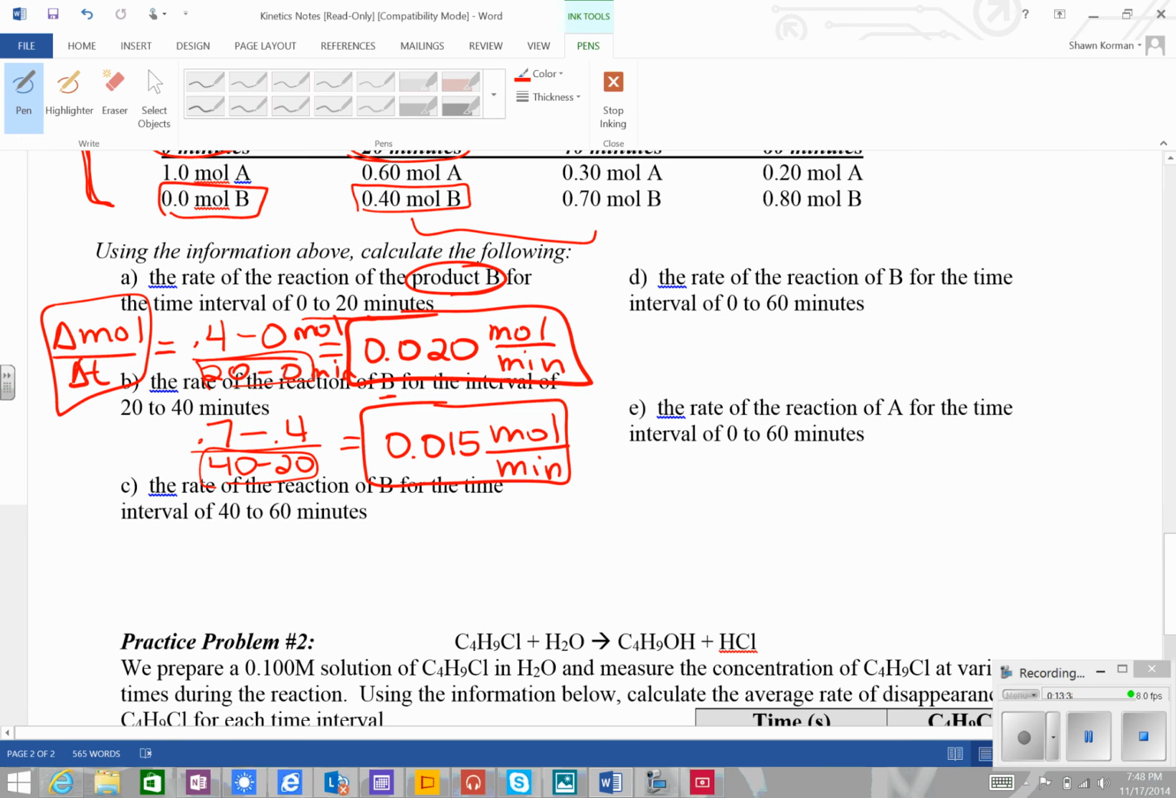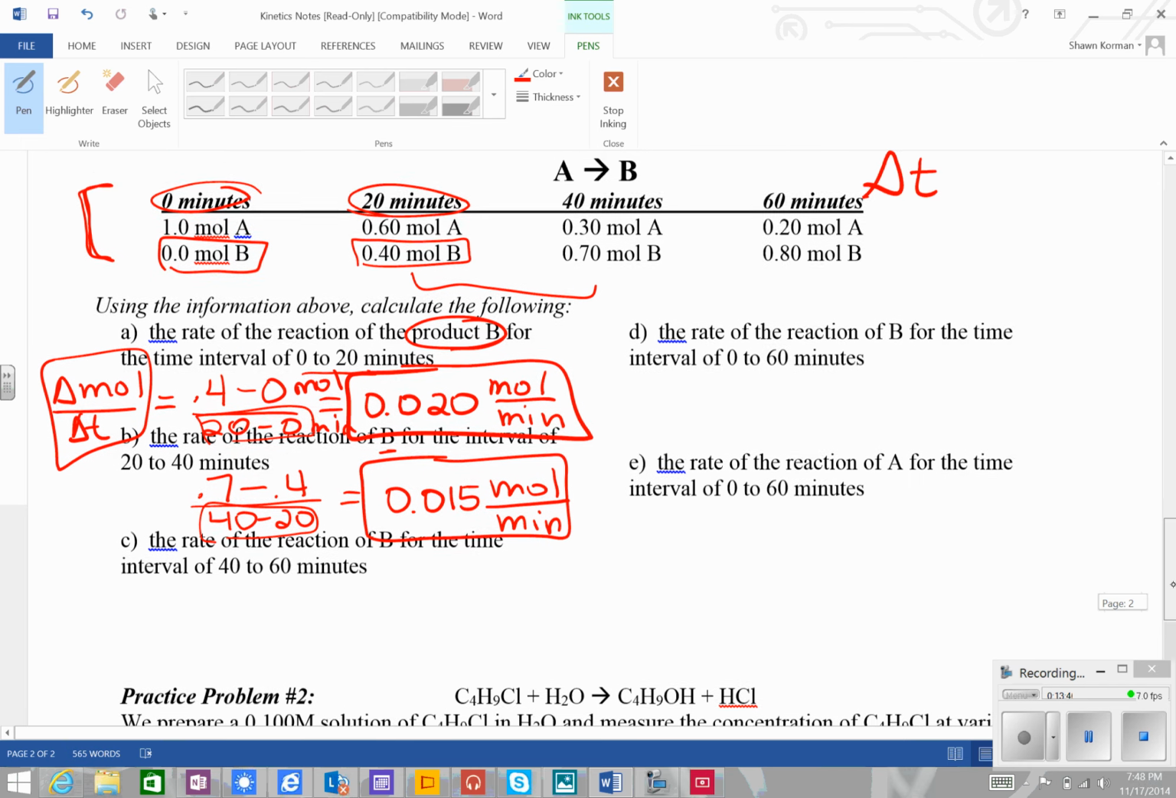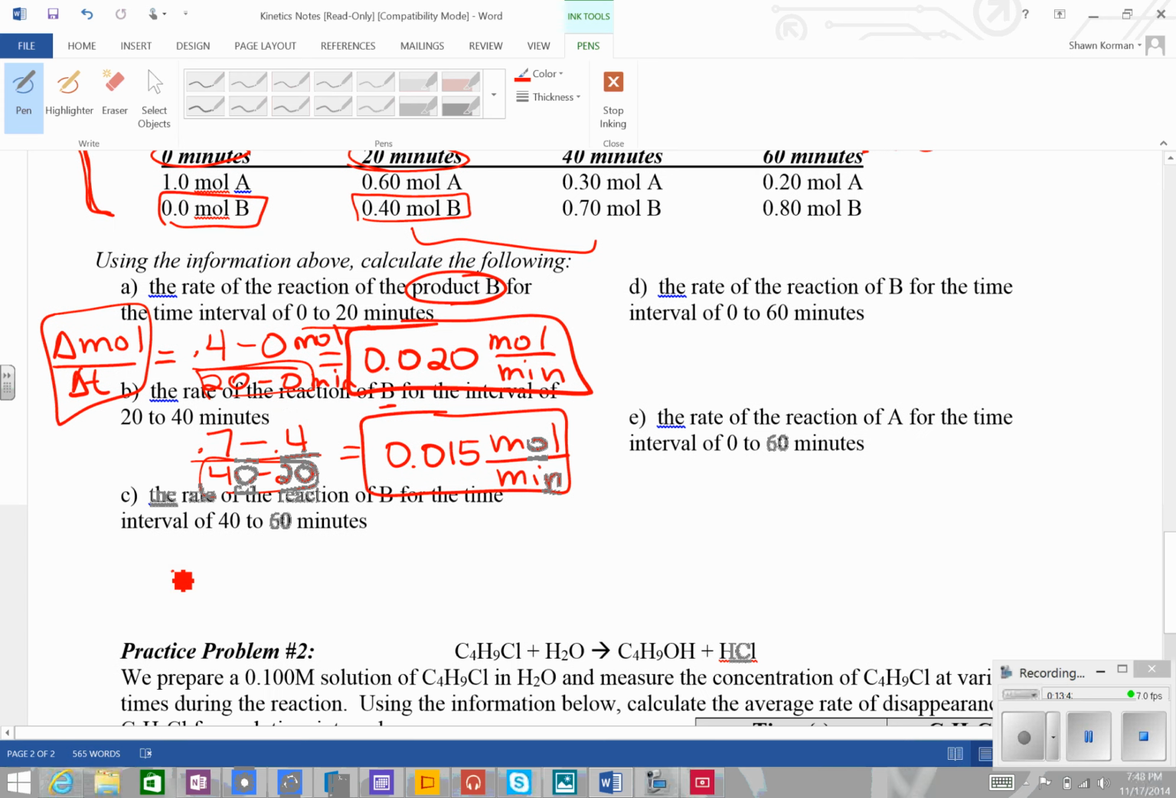I just covered my stuff up. 40 to 60. So 40 to 60, we're going to have 0.8 minus 0.7. Remember, we're still working with B. And then 60 minus 40. And when you calculate that out, you're going to get 0.005 moles per minute.